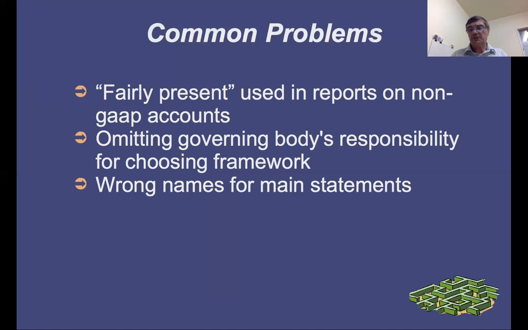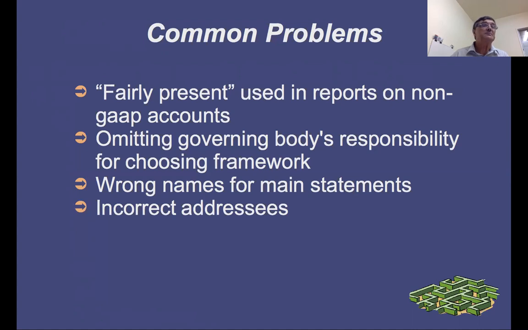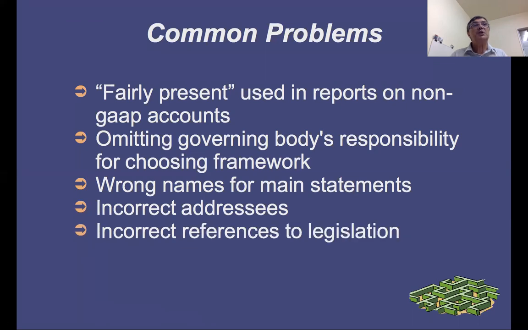Wrong names for the main statements. Now, it's not actually in black and white in the standard, but I think it is very confusing for the reader if the financial statements say balance sheet and the audit report refers to statement of financial position. I would always slavishly copy the names of the main statements from the financial statements themselves. Incorrect addressees. An audit report on an incorporated society addressed to the shareholders. Yep, it happens. Possibly because someone's picked up the wrong audit report template. I don't know how it happens, but it does. And it makes the auditor look like a wally.